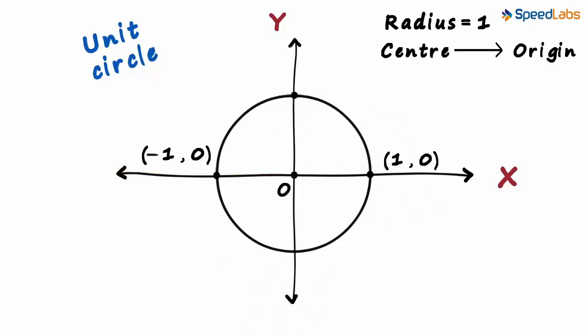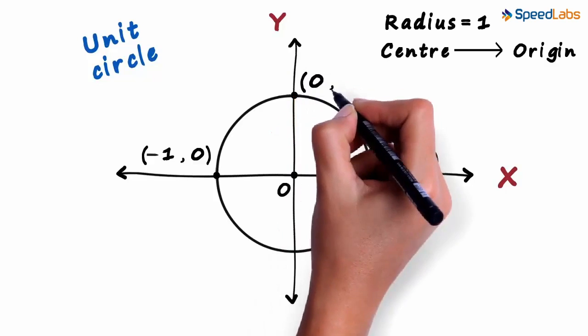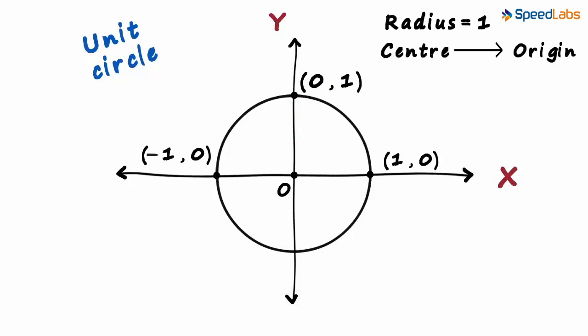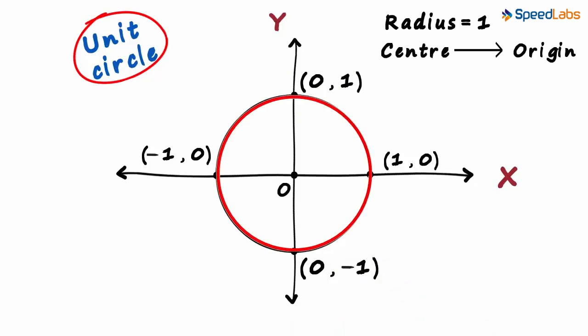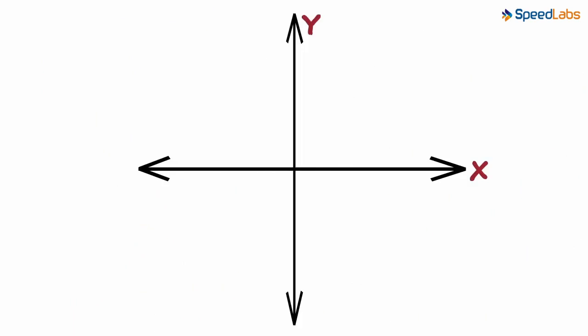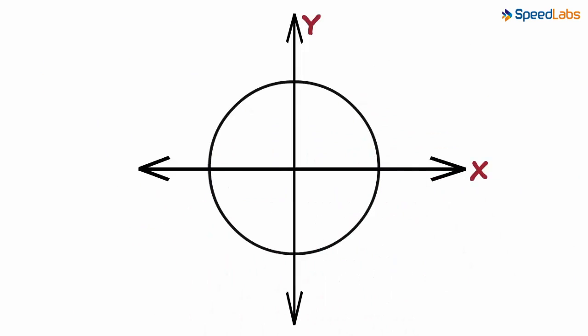What about this point? As it lies on the y-axis, its x-coordinate will be 0 and the radius is 1 unit. Its coordinates will be 0, 1. Similarly, the coordinates of this point here will be 0, -1. This is the unit circle. But how does this circle help us understand the relation between theta and the trigonometric functions? Let's see. Let these be our x and y axis, and let this be our unit circle.